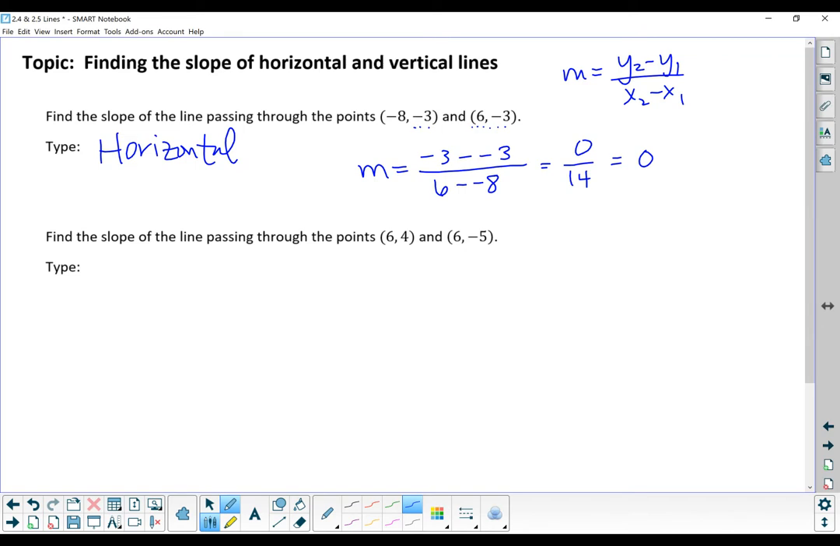Another set of points here. So if I threw these into the slope formula, I have negative 5 minus 4 over 6 minus 6. This is a negative 9 over 0, and division by 0 is not allowed in math. It's undefined. So this is an undefined slope. And so that means it is a vertical line.